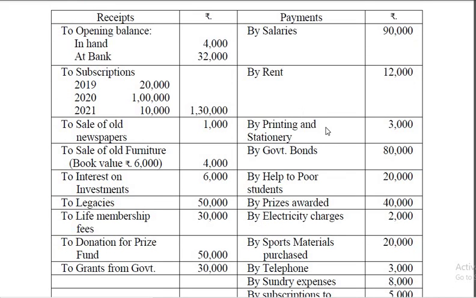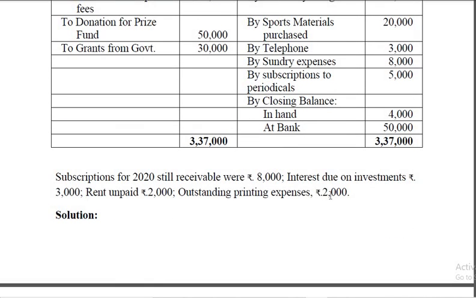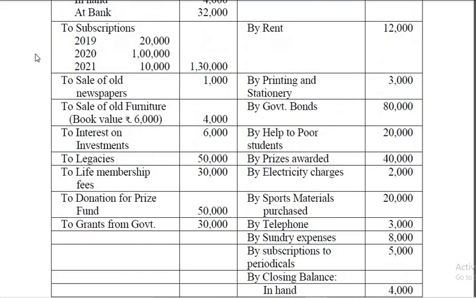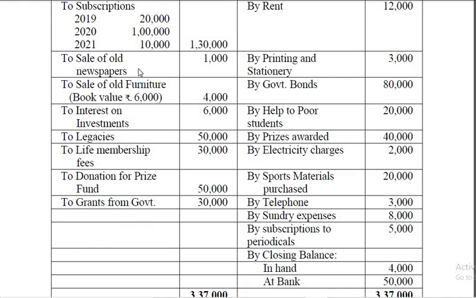Similarly, outstanding printing expenses. So you are having printing and stationery 3,000. So still payable 2,000, that should be added. Now look at the receipts. Opening balance both for the in hand as well as at bank. This will come to the opening balance sheet in case we have to calculate capital fund at the beginning. So this will be taken. So here in the income and expenditure account, these values will not come. Subscriptions will come to the credit side, but only current year subscription. Sale of old newspaper, it is revenue receipt to be credited to income and expenditure account.